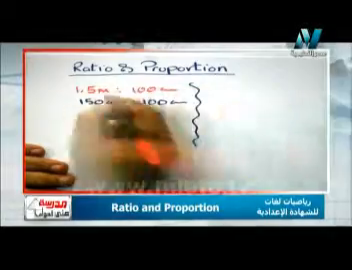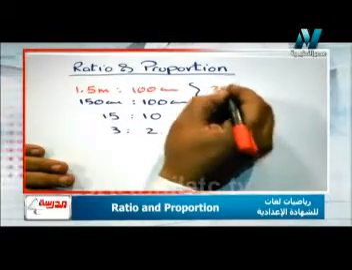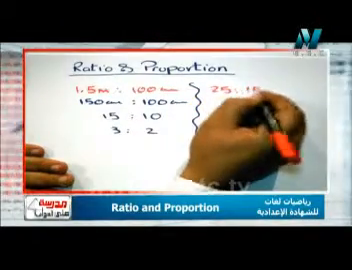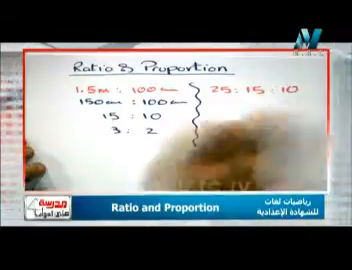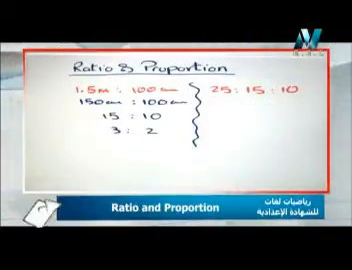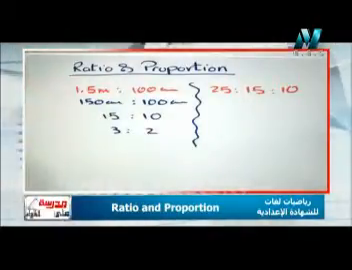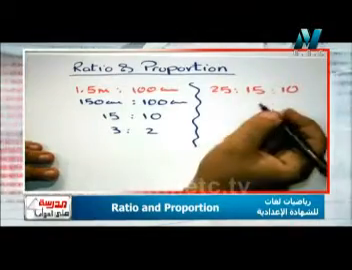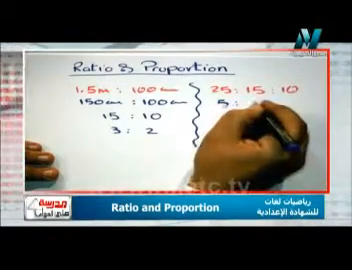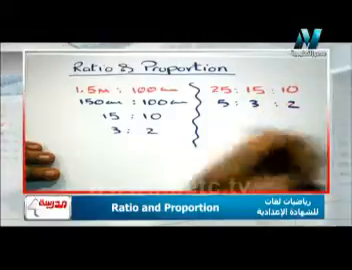Yes, of course. So let's remember something about the ratio of 3 terms. For example, if we have 25 to 15 to 10 and I want to find the simplification of this ratio of 3 terms, I'm going to divide all of them by 5, so this is 5 to 3 to 2.